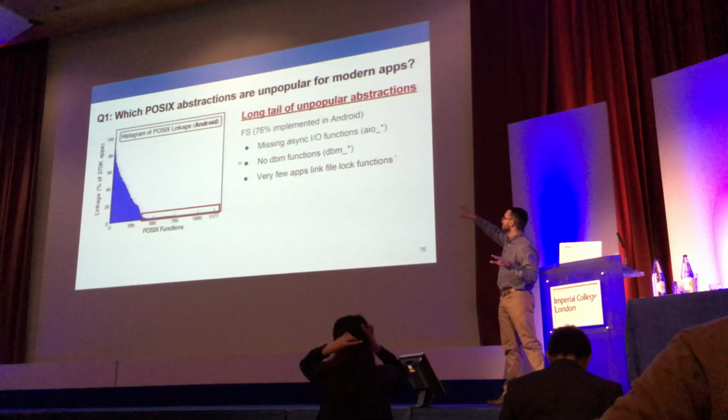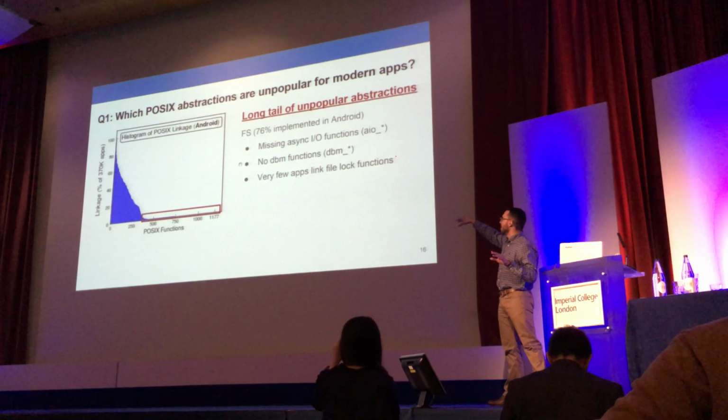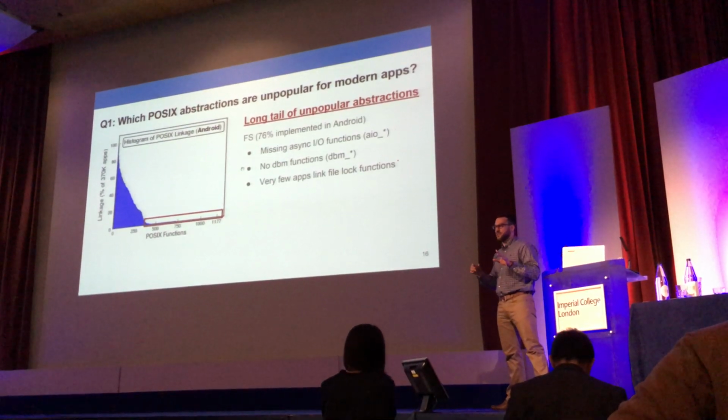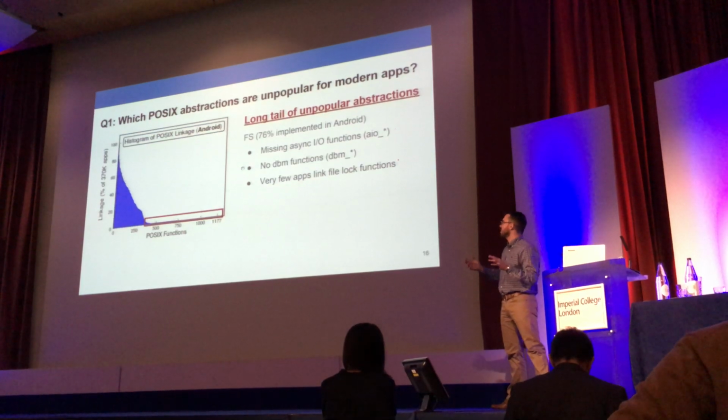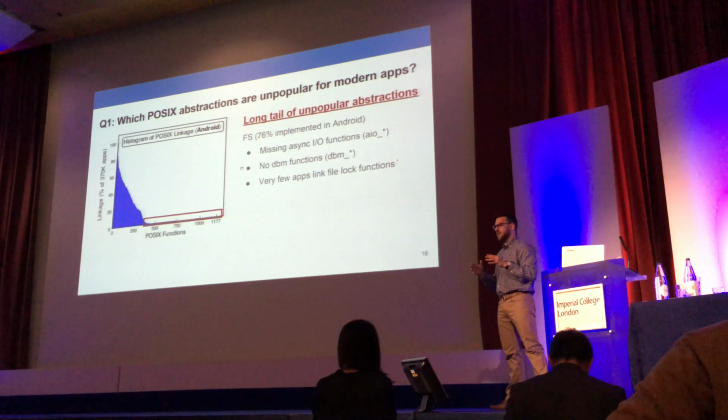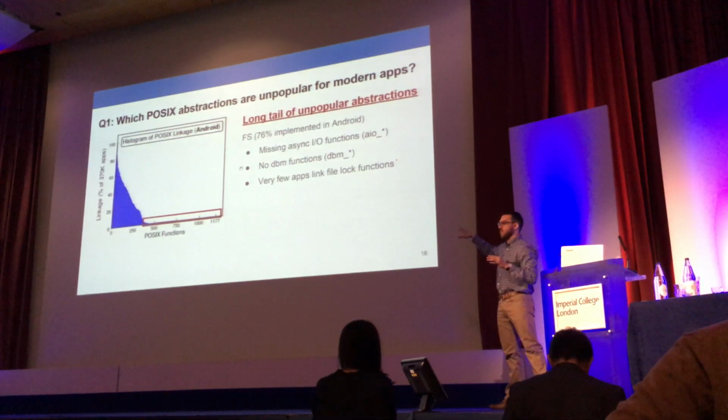Second, in Android, the file system is only partially implemented again. 76% of the defined interfaces are implemented, and it's interesting that it specifically misses implementations for asynchronous I/O and database management support functions, and that very few applications are linking towards file logging functions.